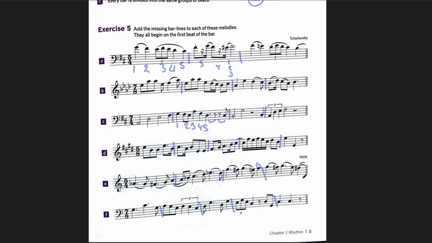So that is chapter 1 on rhythm in Discovery Music Theory, part 1. There'll be a part 2 coming out soon, so look out for that.